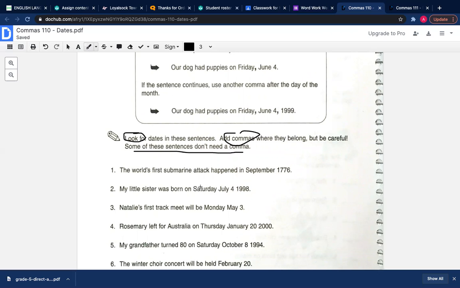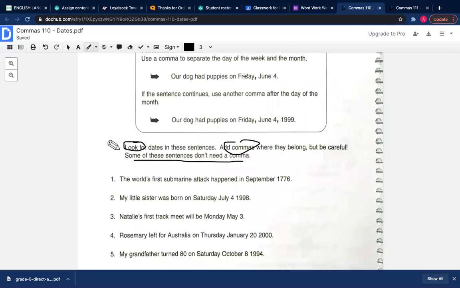My little sister was born Saturday, July 4th, 1998. Oh, okay, now we have a day of the week, just like here. And we need to use a comma to separate the day of the week and the month. So we definitely need to put a comma here. My little sister was born on Saturday, July 4th, 1998.